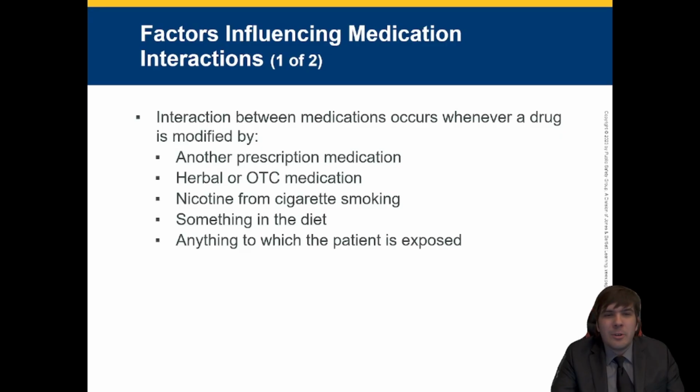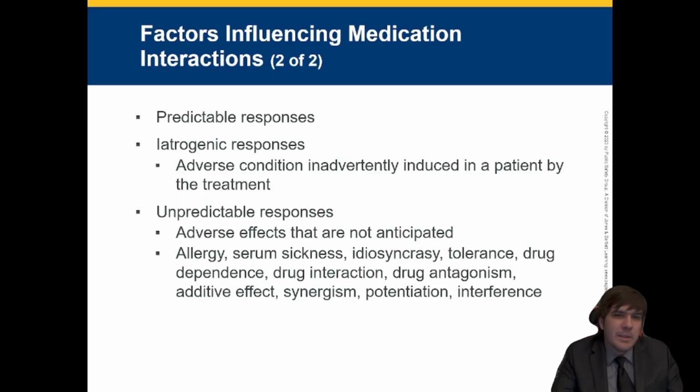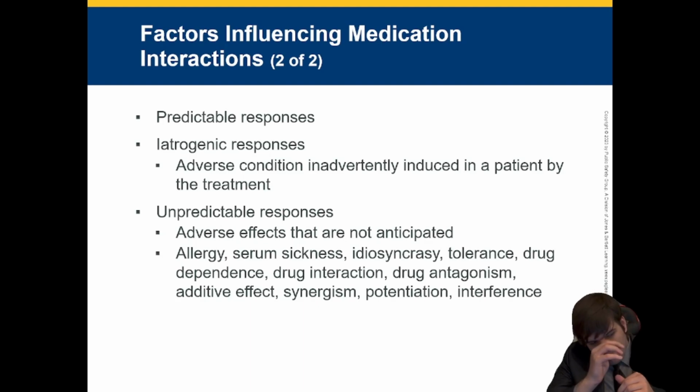Factors influencing medication interaction. Interaction between medication occurs whenever a drug is modified by another prescription medication, herbal or OTC medication, nicotine from cigarette smoking, something in the diet, or anything to which the patient is exposed. So we have some predictable responses, things that we want to happen. Like if we give Zofran and their nausea improves, that is a predictable response. That's what we're looking for. Iatrogenic responses are adverse conditions inadvertently induced in a patient by the treatment. And then we have unpredictable responses. These are adverse effects that are not anticipated.